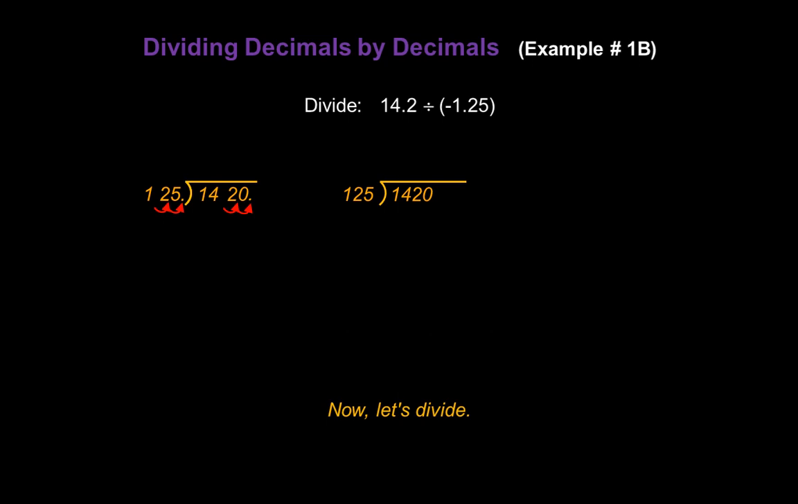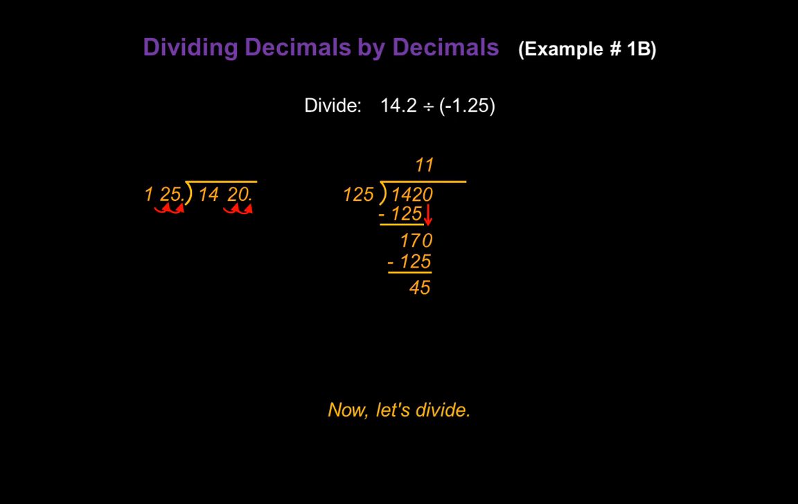Now let's go ahead and divide. 125 doesn't go into 1, it doesn't go into 14, but it does go into 142. How many times? One time. 125 times 1 is 125. We now have a remainder of 17. Let's pull down our 0, and 17 becomes 170. How many times does 125 go into 170? Again, one time. 125 times 1 is 125. We now have a remainder of 45.